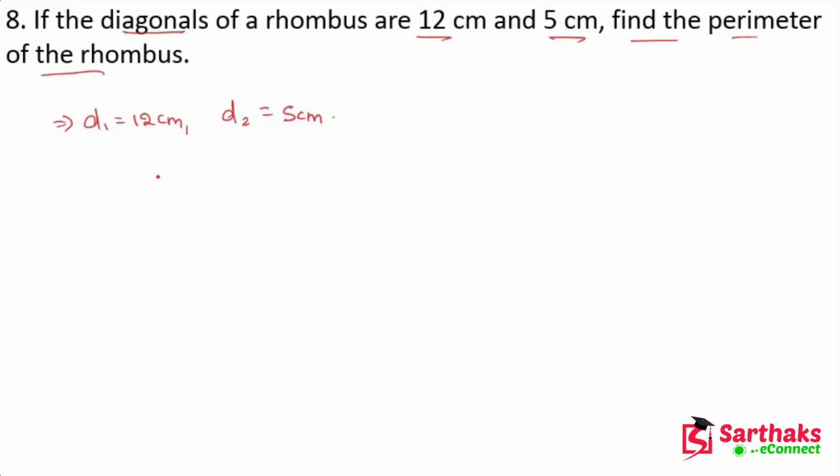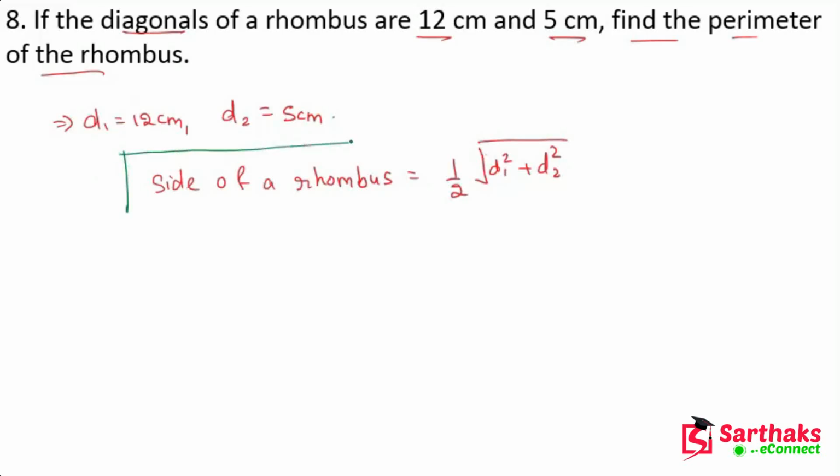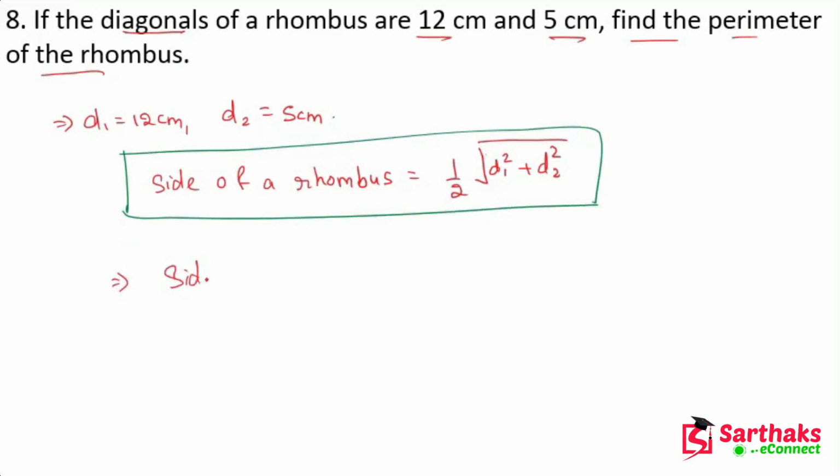So the side of a rhombus is equal to half into under root D1 square plus D2 square. You have to learn this formula. If you want the side of a rhombus, then the formula is half into under root of D1 square plus D2 square. So side is equal to half into under root of the square of 12 plus the square of 5.